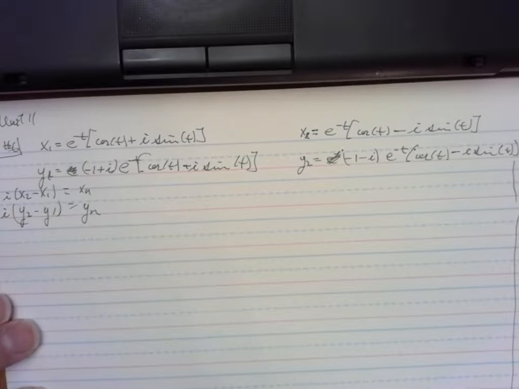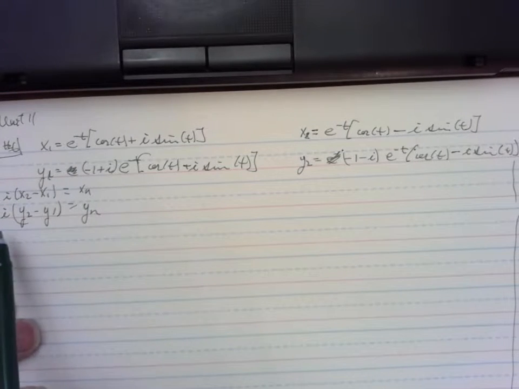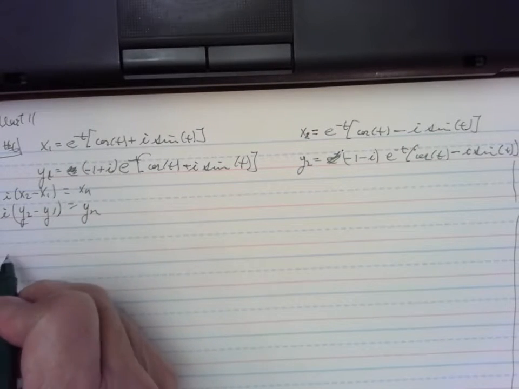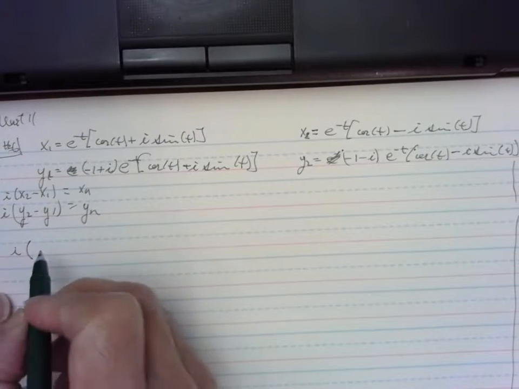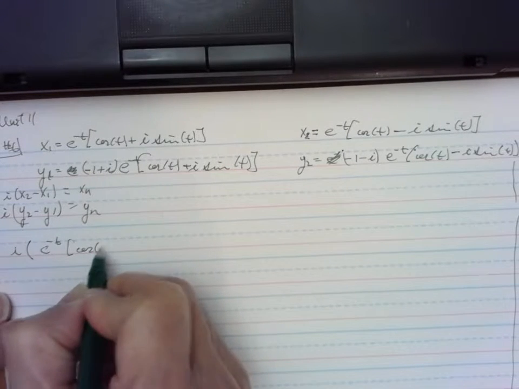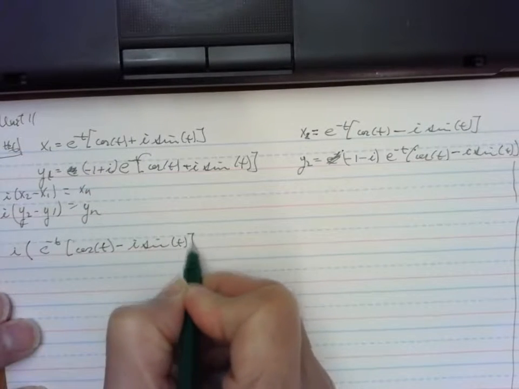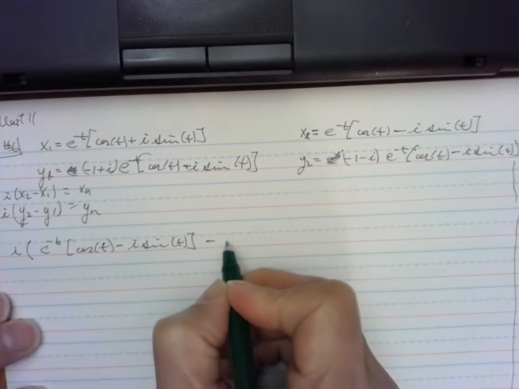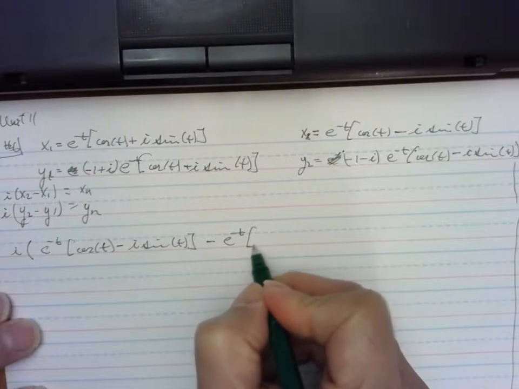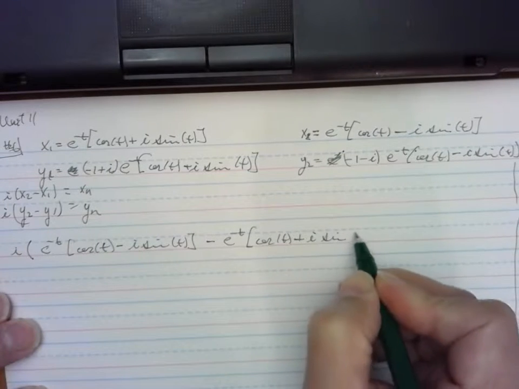Alright, for question 6, we have this. I want to create a new solution that's i times x2 minus x1 and i times y2 minus y1. So I've got to figure out what those are. So i times x2, which is over here, e to the minus t times cosine of t minus i sine of t, minus e to the minus t times cosine of t plus i sine of t.